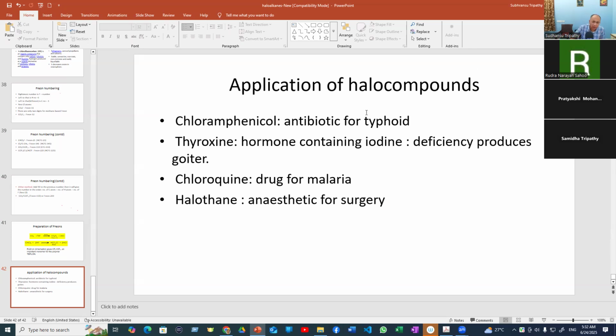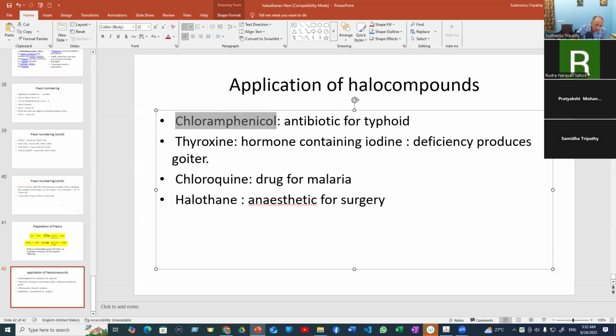Some of the important halo compounds are chloramphenicol, which is used as an antibiotic for typhoid, a very old and outdated drug. Thyroxine, that is present always in our body, is a hormone containing iodine. Deficiency produces a disease called goiter. Chloroquine is a drug for malaria. Halothane is an anesthetic for surgery.